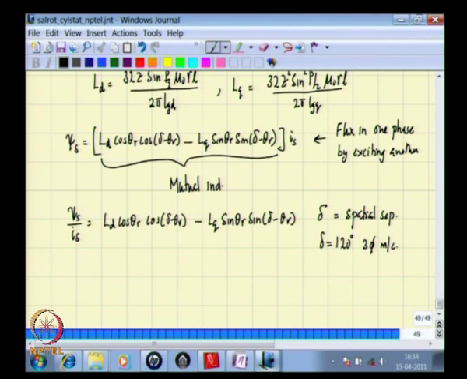Having done this, our next task will be to write the expressions for the electrical equations and see how we can compute the behavior of the machines using that. We shall see that in the next class. We will stop here for today.